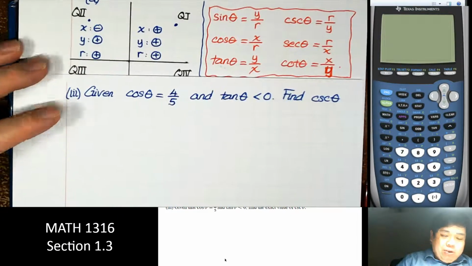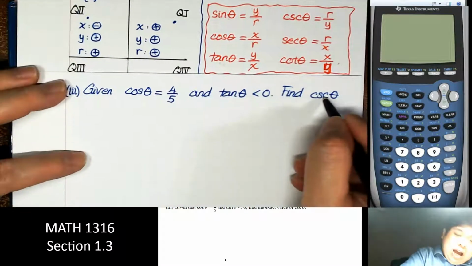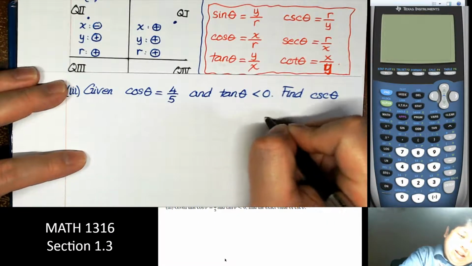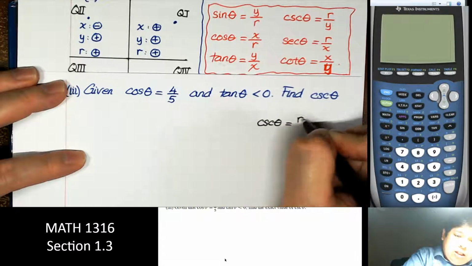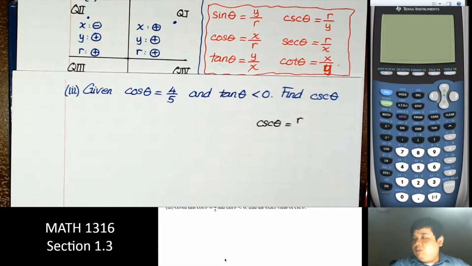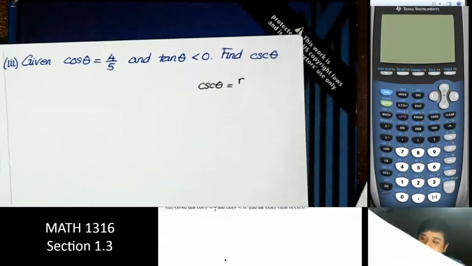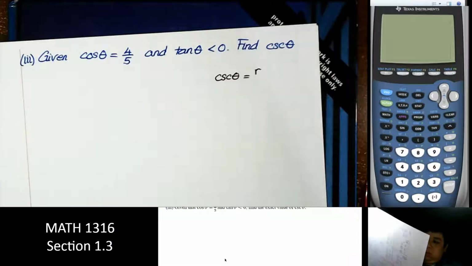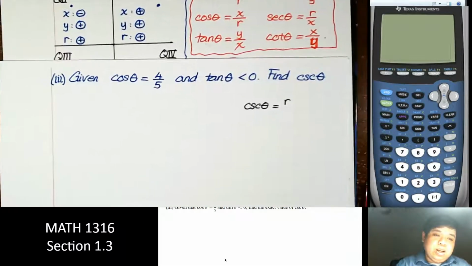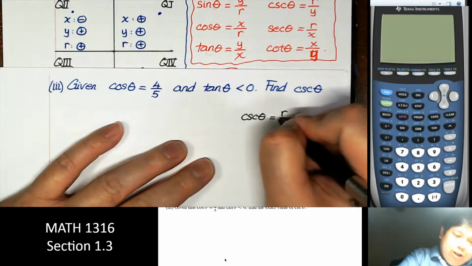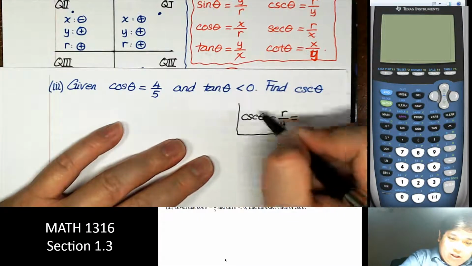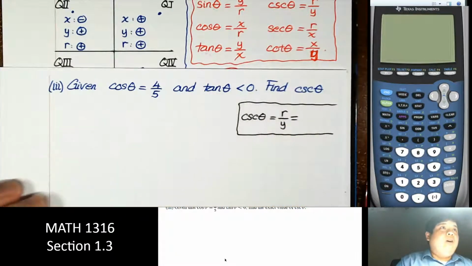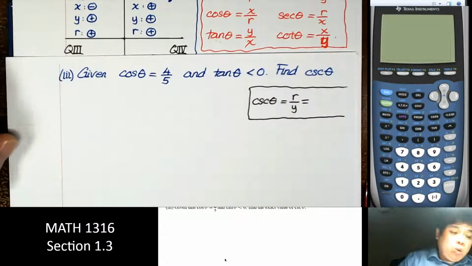It will be handy. Right, so by the way, at the end, we need cosecant, which is r over y. We'll go back to this to answer the question. But for now, we have to find x, y, and r. Right. What do we have?